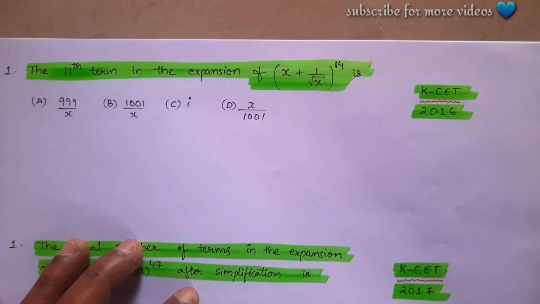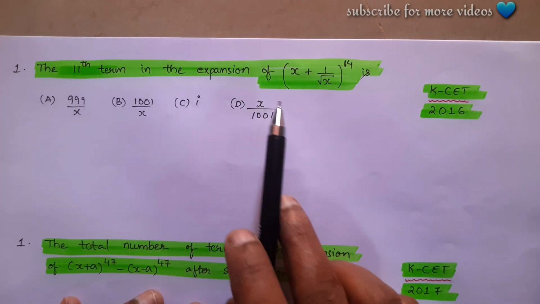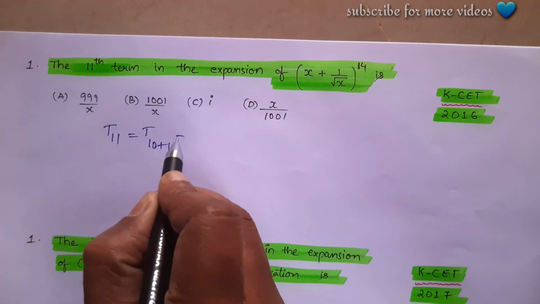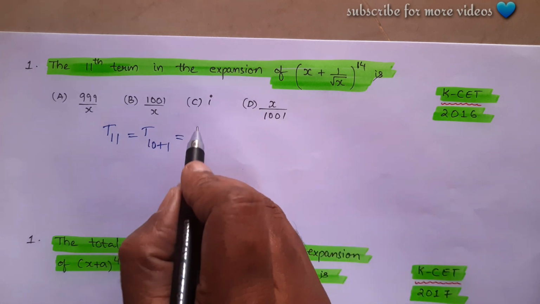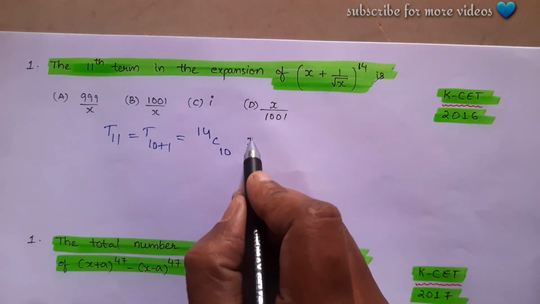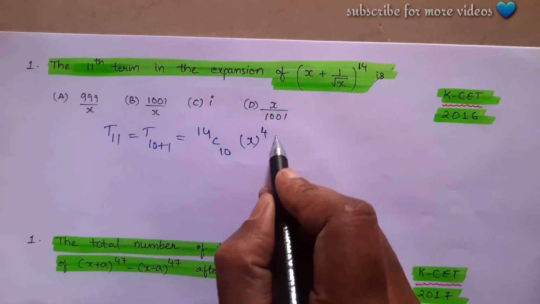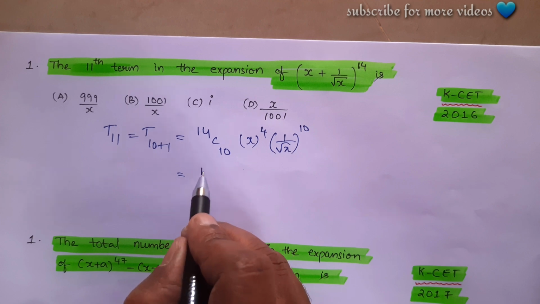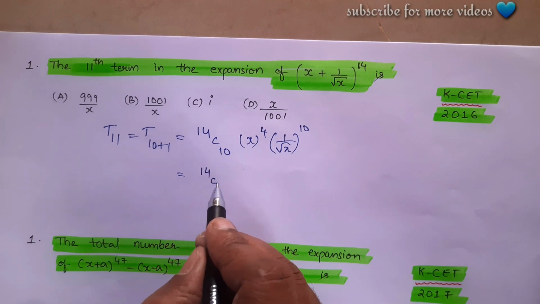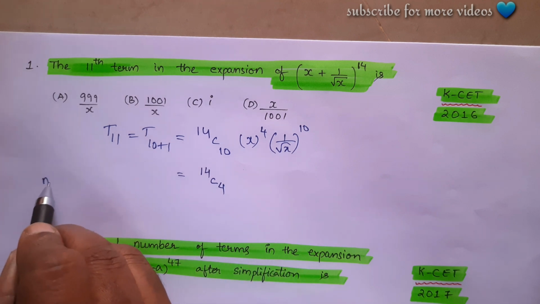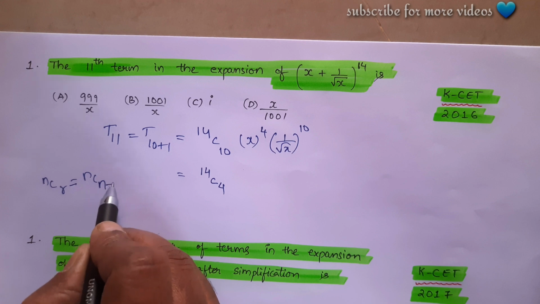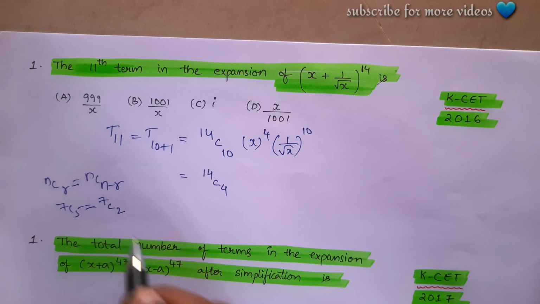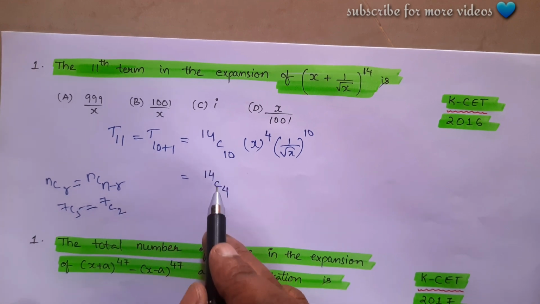So this is the 11th term in the expansion. How to find T11? T11 means we will write it as T(10 plus 1). So we will write this as 14C10. First term is x power 14 minus 10, that is 4, into (1 by root x) power 10. So this is 14C10. 14C10 we can also write as 14C4. Why? Because the formula is nCr is also equal to nC(n minus r). Similarly 7C5 we can also write as 7C(7 minus 5), that is 7C2.